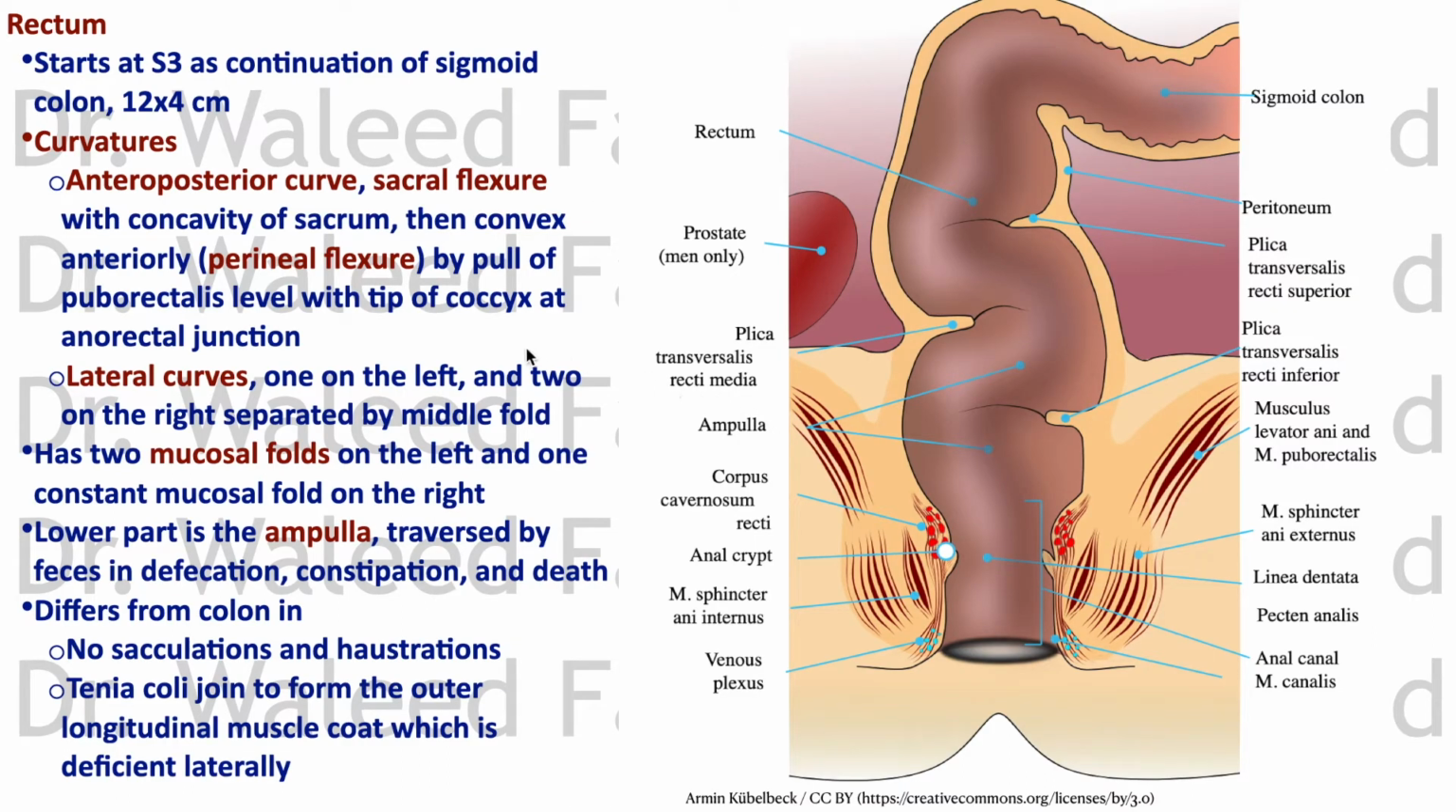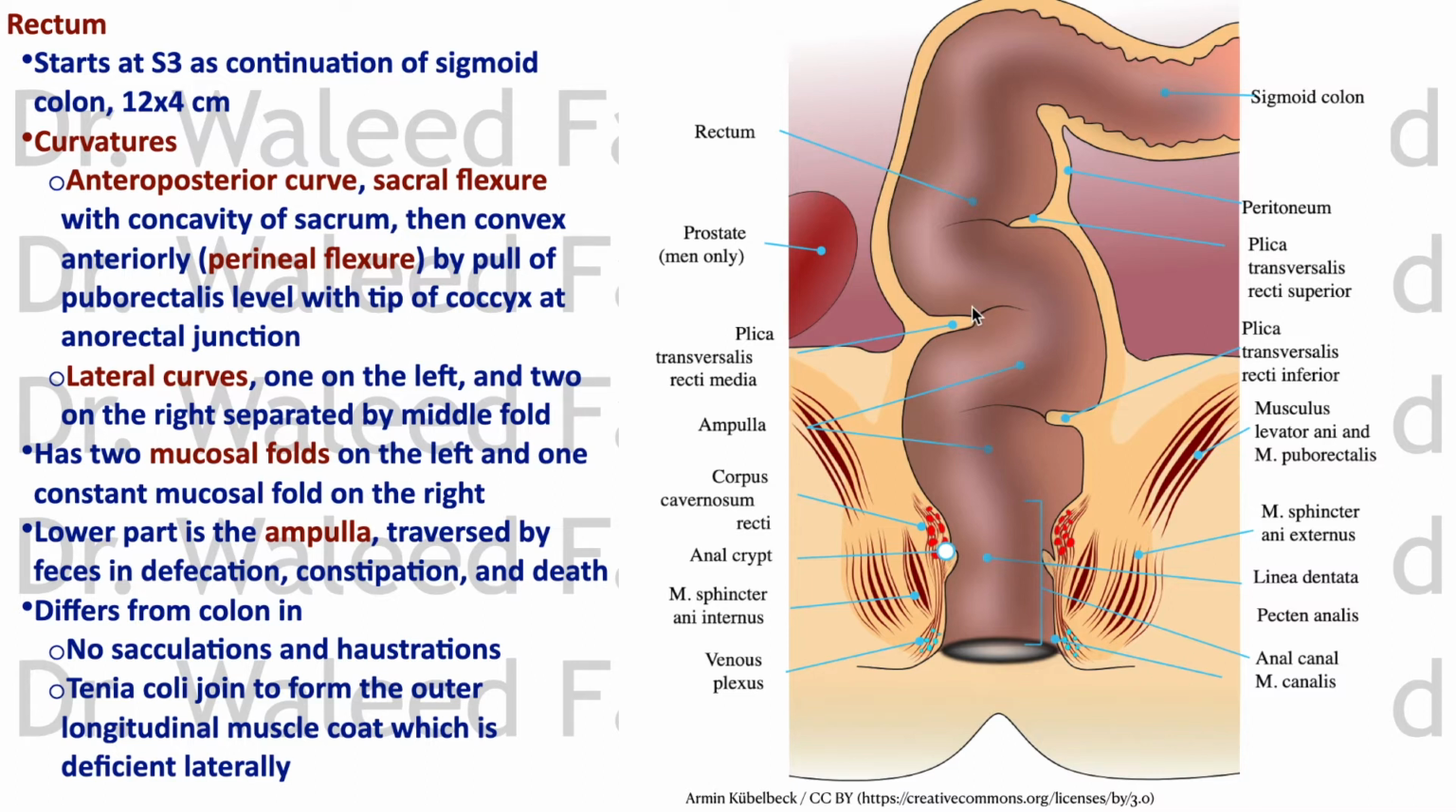Now the lateral curvatures are one on the left side and two on the right side. One on the left and two on the right. This is produced by a constant mucosal fold on the right side called the valve of Houston. So it has one on the left, two on the right, separated by a middle fold.